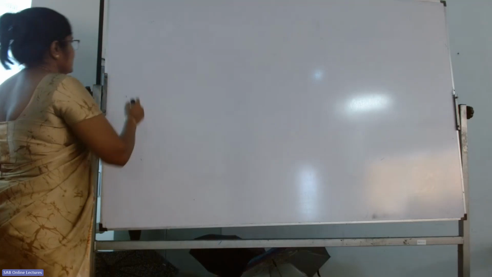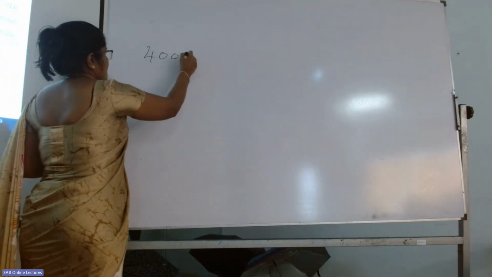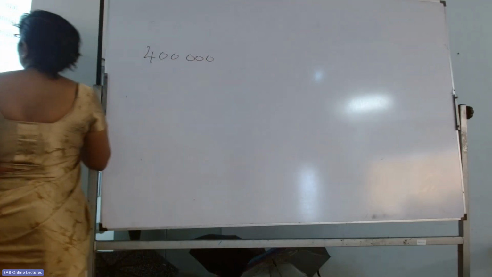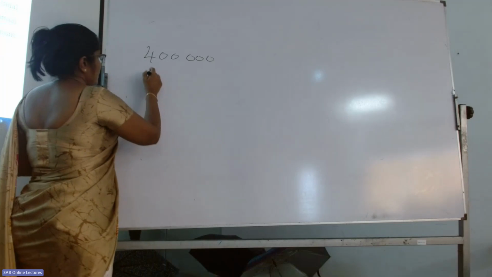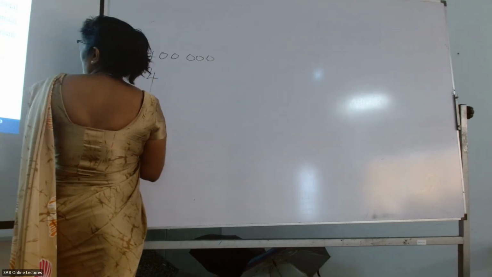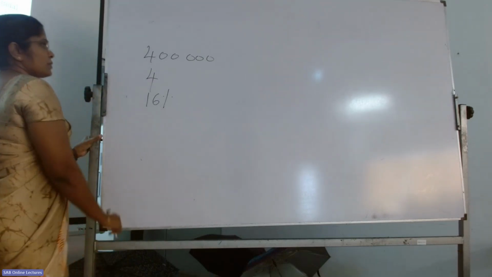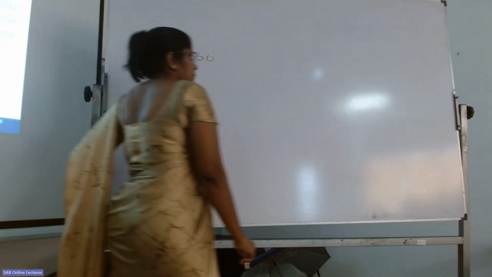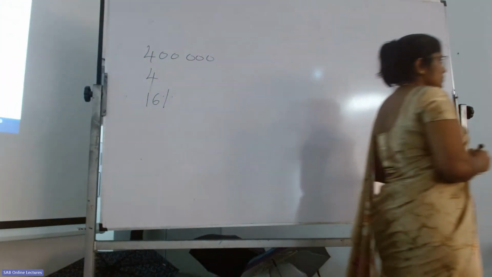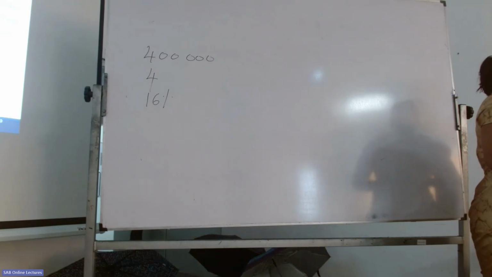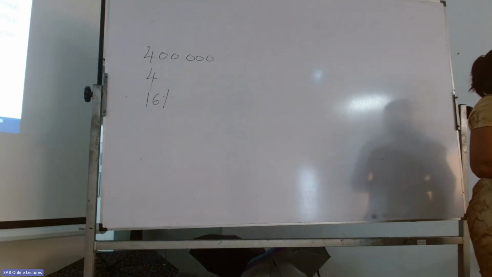So here the loan is 400,000. We pay in 4 annual installments, interest 16% per annum. So we are going to prepare the amortization schedule to show how the loan is paid off over time. Before that, we should calculate the installment.